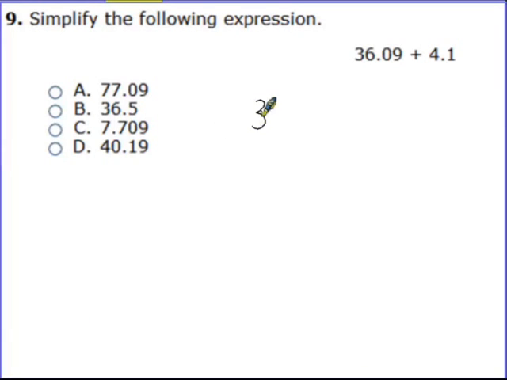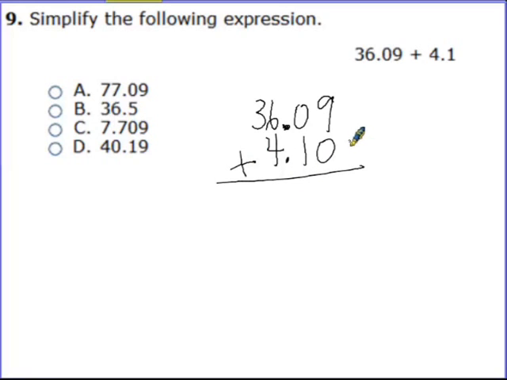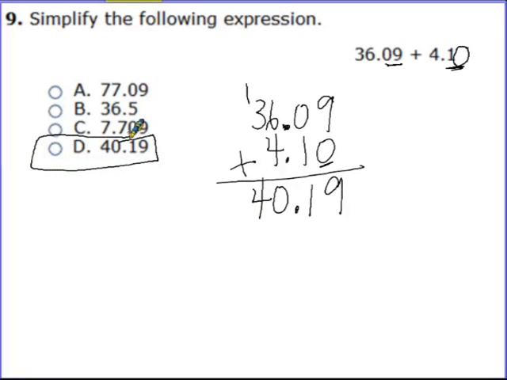Okay, so this one's pretty easy. The main thing we have to remember here is to keep our decimals lined up. So I had to add in this 0 here because there wasn't a 0 back here, but I wanted to keep it so that there are 2 decimal places. So I added the 0 in. Now I can very easily add 9 plus 0 is 9, 0 plus 1 is 1, 6 plus 4 is 10, and 3 plus 1 is 4. So that answer there is D.